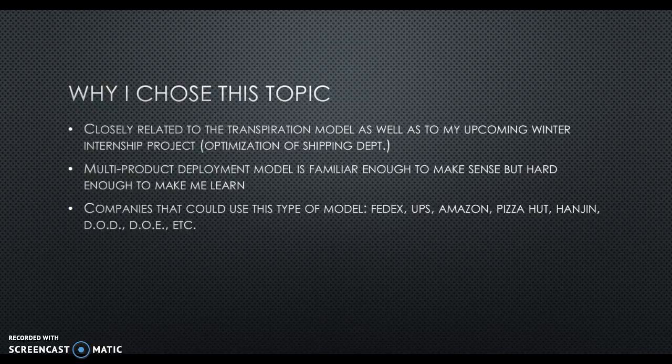And again, the reason I also chose the topic is because of the companies that use these types of models. FedEx is a huge company, obviously, that uses these types of models. UPS, Amazon. Amazon just started doing Amazon Prime Air, which they're deploying droids to start to deliver instead of using UPS or FedEx. Also Pizza Hut. Pizza Hut just recently started sending out droids to deliver pizzas. That was a new thing that just came out in the news not too long ago.